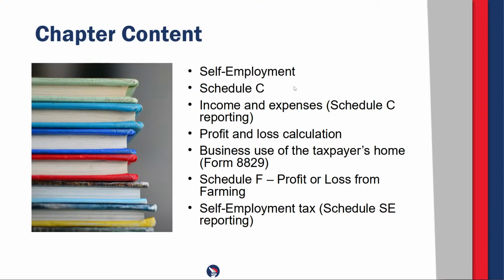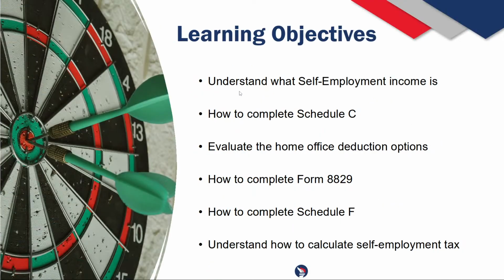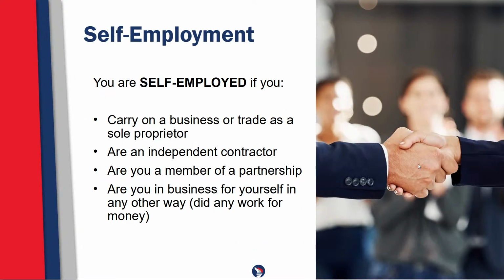So we're going to talk about self-employment, Schedule C, income and expenses, profit and loss. We're going to talk about business use of the home. I cut out the Schedule F part because F is just C for farm. So if you could fill out a C, you could do an F. So I cut it all out. There's no reason to talk about it. Basically the same thing twice. And self-employment tax. So we want to understand what self-employment is, how to do Schedule C, how to take a look at the home office deduction options, the 8829, and some talk about self-employment tax.